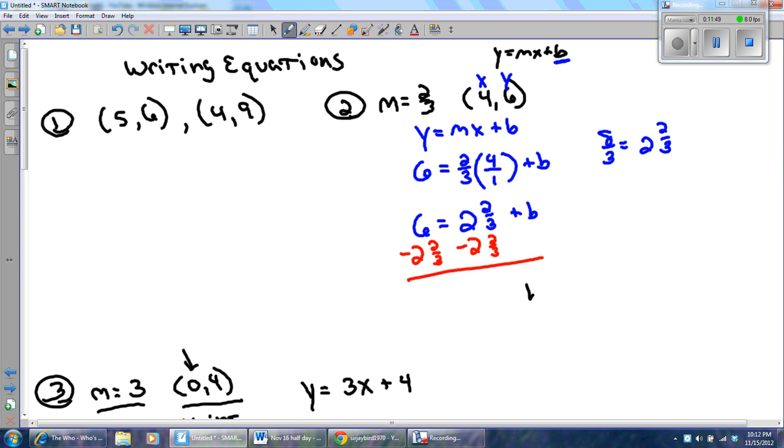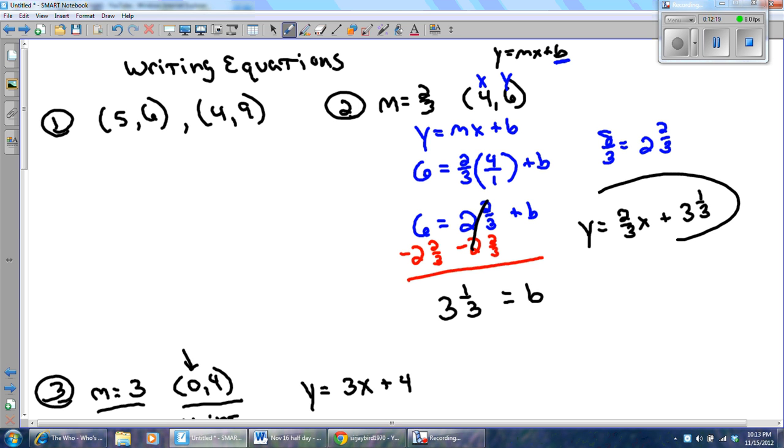First of all, I'm just going to have a b over here on the right-hand side. Okay, so 6 minus 2 would be 4, right? But then I have to take 2/3 of a whole away. So I'm going to be down to 3. And how many thirds make a whole? Well, 3. If I take 2 of those 3 away, I must be left with 1/3. So my equation becomes y equals 2/3 x plus 3 and 1/3. And there you go. It's really not that bad.